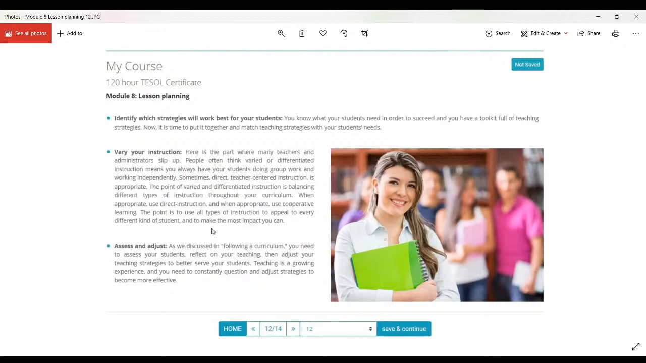Okay, the point of varied and differentiated instruction is balancing different types of instruction throughout your curriculum. When appropriate, use direct instruction, and when appropriate, use cooperative learning. The point is to use all types of instruction to appeal to every kind of student and to make the most impact you can. Okay, kagaya na sinabi ko kanina, simpleng-simple.